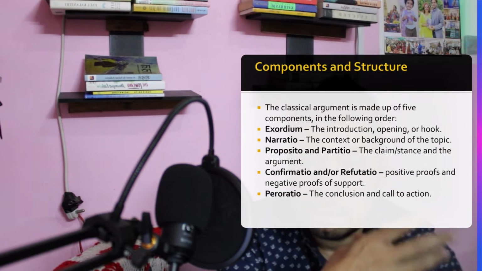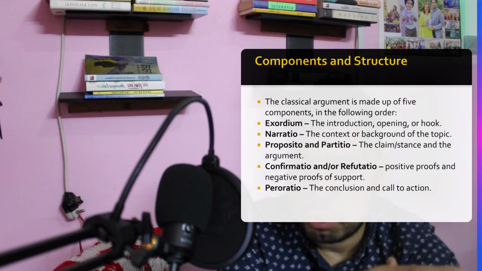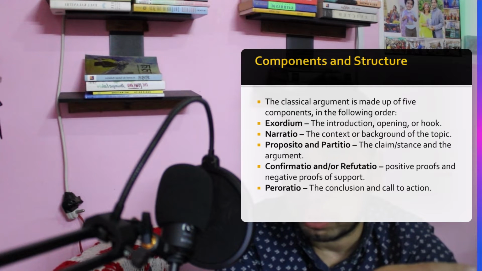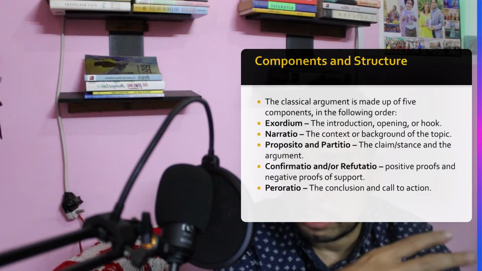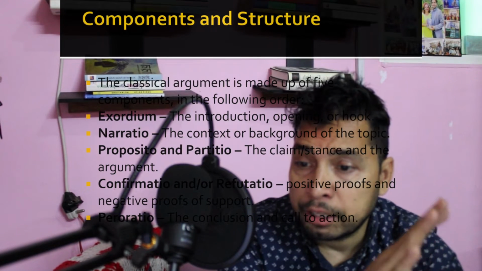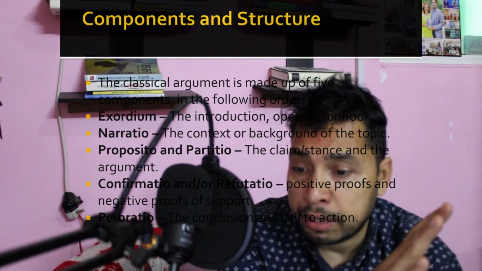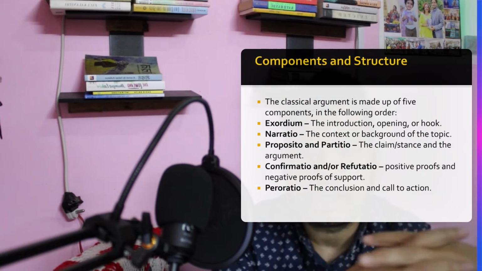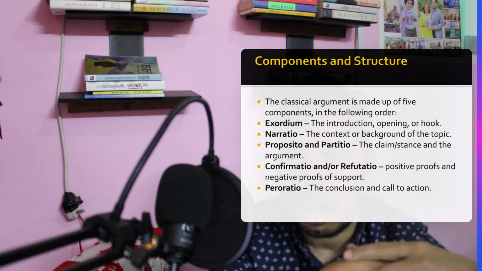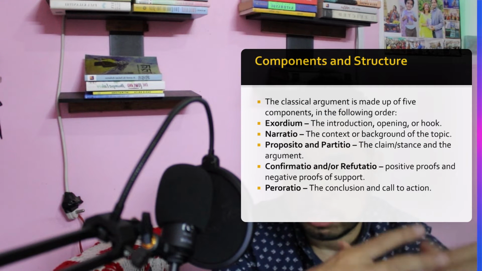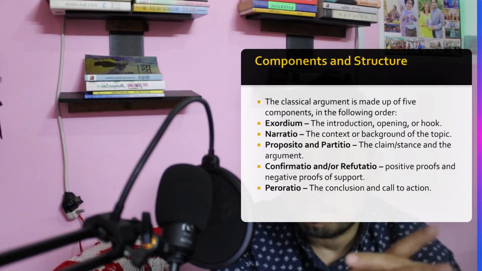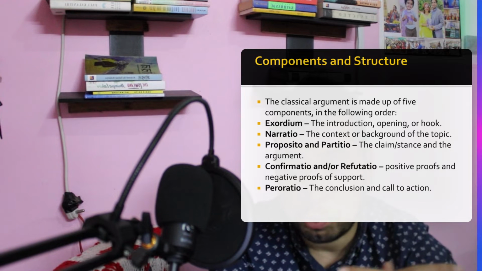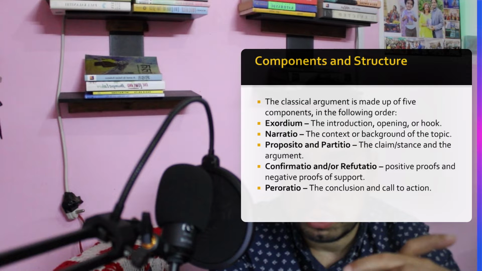So going back to the components and structure of rhetoric, a classical argument is made up of five components in the following order. Those are the exordium, the introduction and opening or a hook; narratio, the context or background of the topic, how you would bring the background into play; and propositio and partitio, a claim or stance, the argument, the claim you make; and confirmatio, the refutatio.